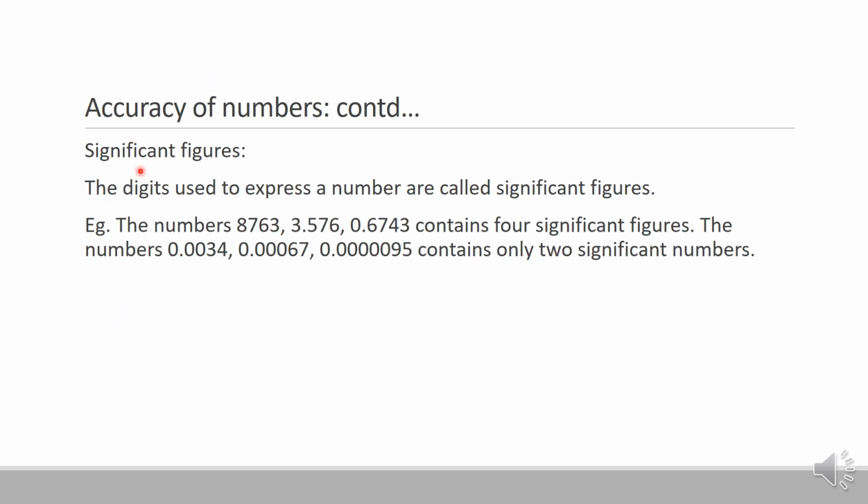Next, we will define what we mean by significant figures. The digits used to express a number are called significant figures. For example, if you consider the number 8763, you see that this contains 4 significant figures. Whereas on the other hand, if you consider the number 0.000095, this contains only 2 significant figures, that is 9 and 5.